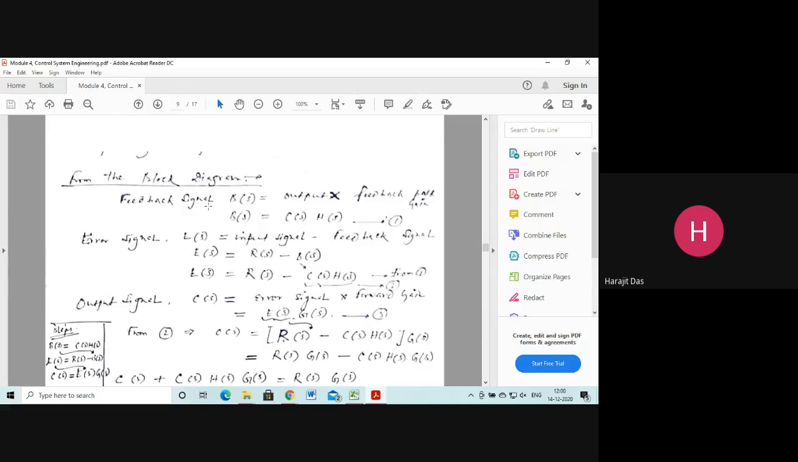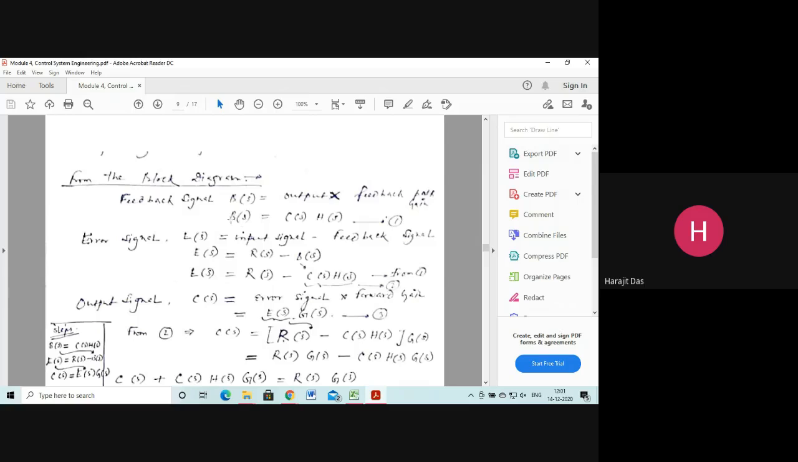So what is the feedback signal? What is B(S)? B(S) is the feedback signal. How will it be measured? Output multiplied by the feedback path gain, whatever the feedback path gain H(S) is. Means if the output temperature is 18 degrees with respect to the input temperature of 20 degrees, that 18 degrees will be multiplied by this feedback path gain. The feedback path gain and the forward path gain will be given for any kind of system. So we need to find out this B(S), the feedback signal.